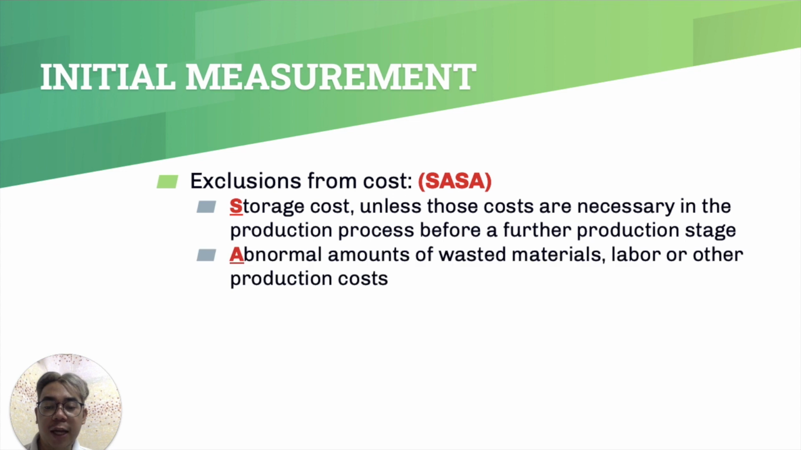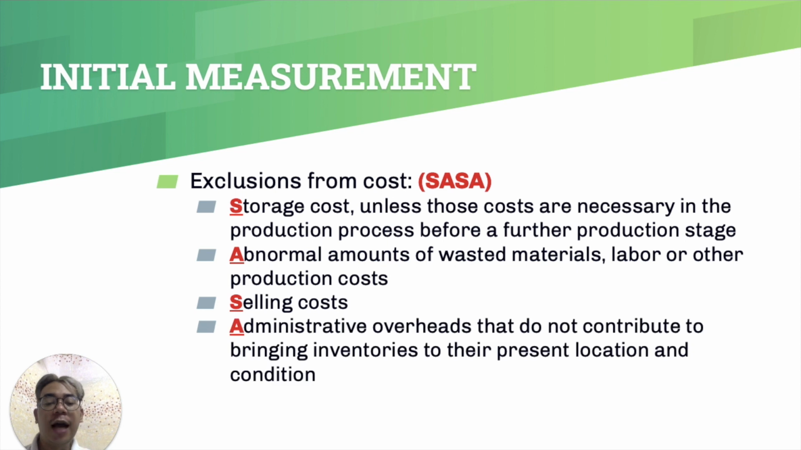Number 2, letter A, abnormal amounts of wasted materials, labor, and other production costs. Pero kapag normal yung waste, then capitalized yun. So, ang immediately expensed lang ay yung mga abnormal amount of wastage. Number 3, letter S, yung mga selling cost. And number 4, administrative overheads. So, yung apat na yan, excluded from cost.